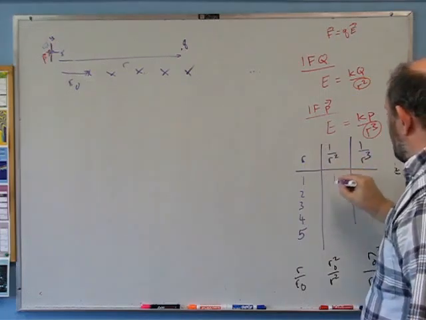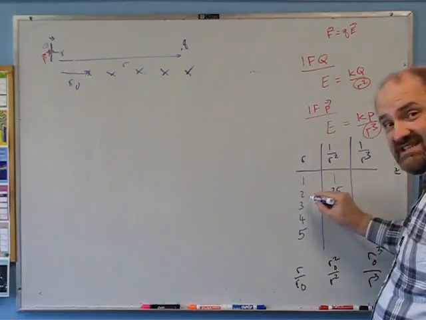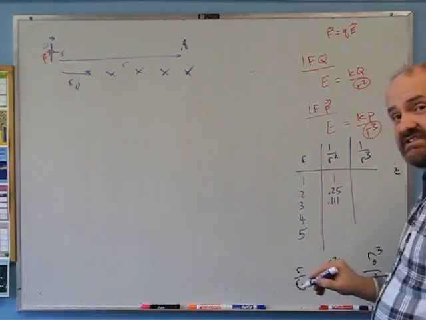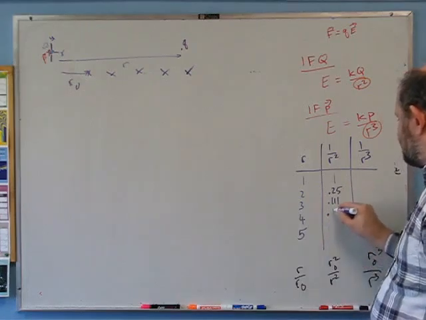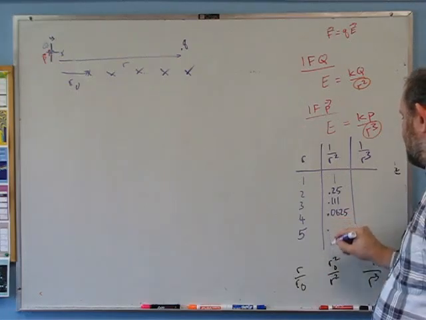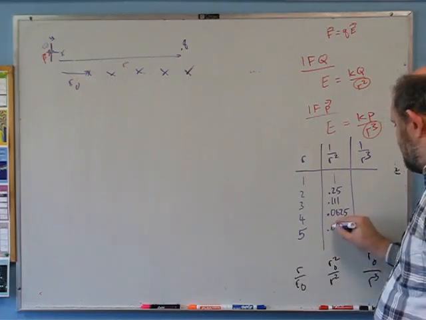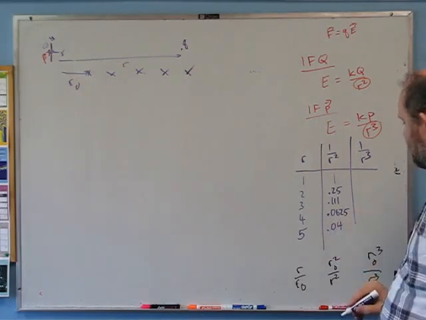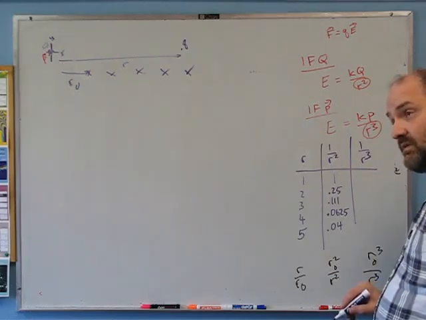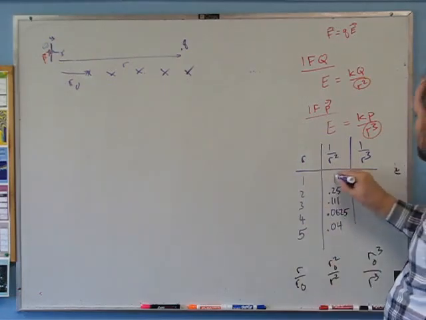Well, 1 over r squared for 1 is 1. 2 squared is 4, so this is 0.25, which is 1/4. 3 squared is 9, so 1/9 is 0.111. 4 squared is 16, 1/16 is 0.0625. And 5 squared is 25. And what is 1/25th? 0.04, I think, is 1/25th, because if I multiply the top and bottom by 4, 25 times 4 is 100. Yeah, that's right. I'm not going to be able to do all the cubes in my head.